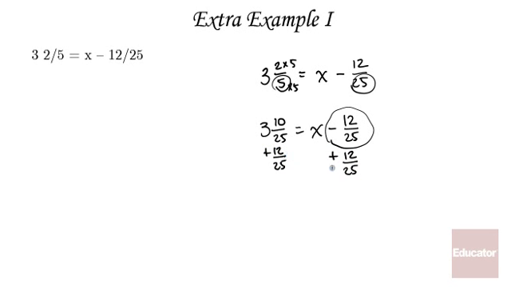So 12 over 25 minus 12 over 25 simplifies to 0. I've isolated the variable, gotten x alone. And over here, we have 3 as the whole number and 22 over 25. 22 over 25 can't be simplified, so let's just write it algebraically. x equals 3 and 22 over 25.